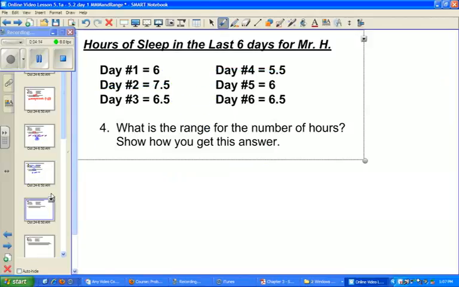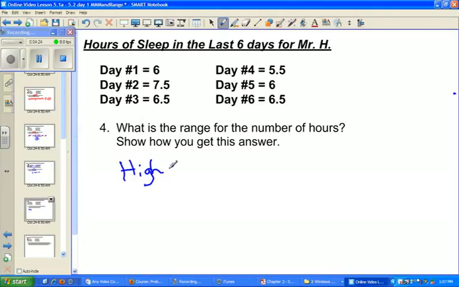Okay, and let's look at range, the range for the number of hours of sleep that I got. Remember, to do range, it's probably best to think of it as high minus low. The highest number of hours of sleep I got was 7.5, minus the lowest number of hours of sleep I got, 5.5. And 7.5 minus 5.5 is 2. So the range, the difference between the most sleep and the least sleep I got, was 2 hours. There's a 2-hour difference between my best night of sleep and my worst night of sleep, I guess.